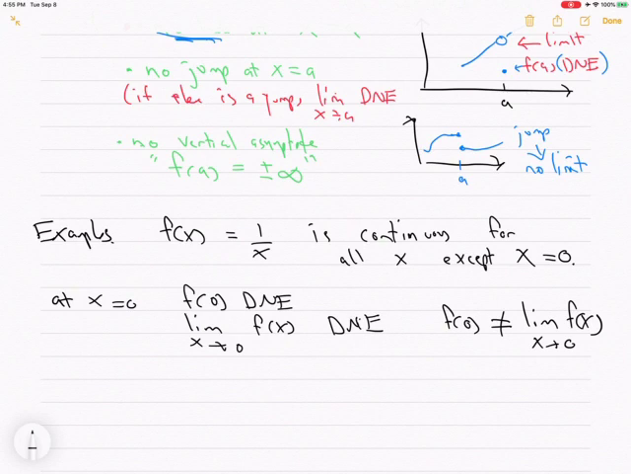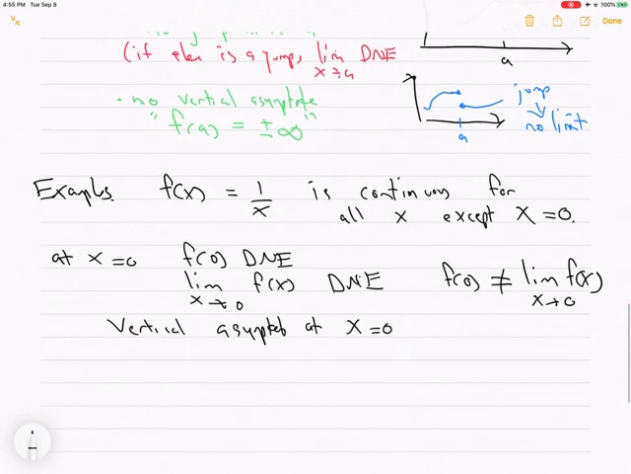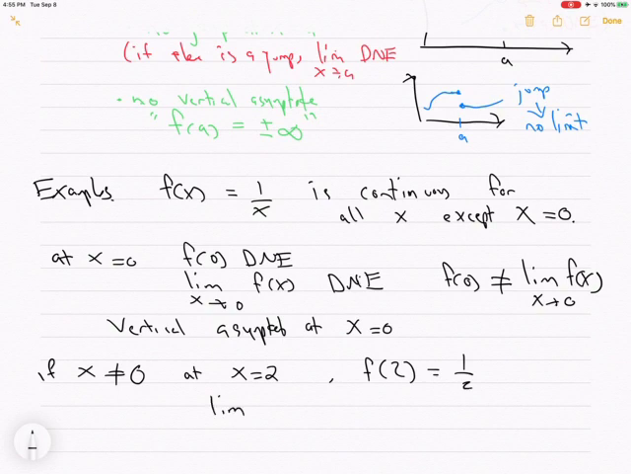So what's going on here is that there's actually a vertical spike. So there's actually a vertical asymptote at x equals 0. That's what the graph of this looks like. However, if x is not equal to 0, so for example, at x equals 2, then we see what is f of 2. F of 2 is 1 over 2, and let's do the limit as x approaches 2 of the function.